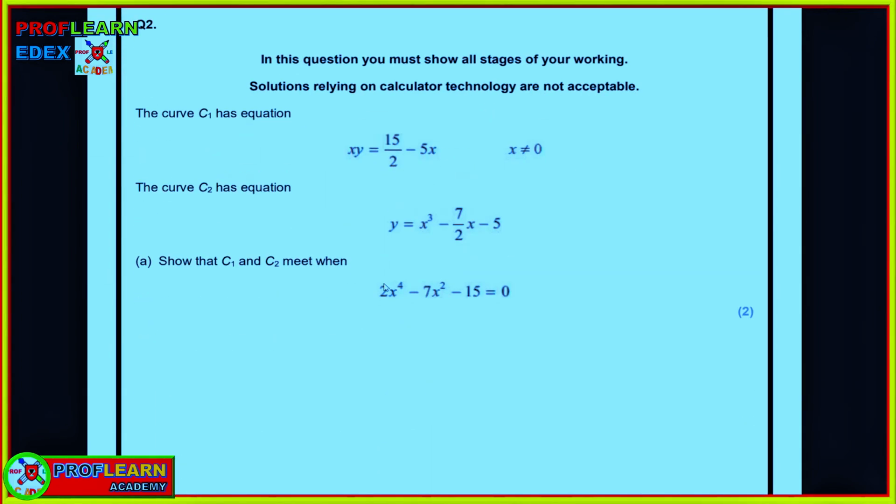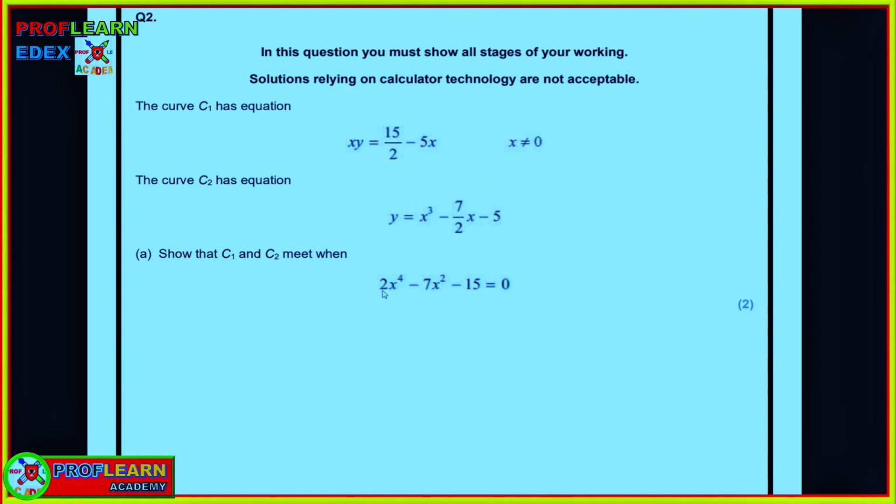The next question here, we are told that the curve C1 has the equation xy equals 15 over 2 minus 5x, where x is not equal to 0. So this should not scare you in any way. This is a condition that makes this function valid, meaning that if x is 0 this function will not exist. Because if you put x as 0 here, it will be 0 times y, and the function will actually not exist. So this is a condition.